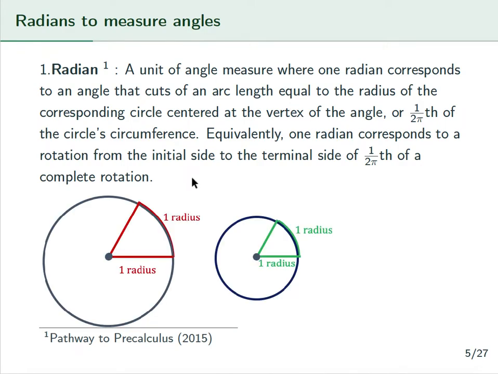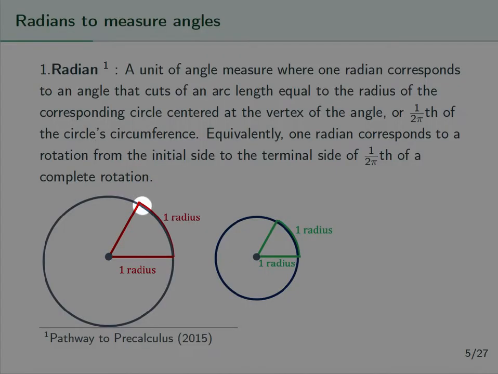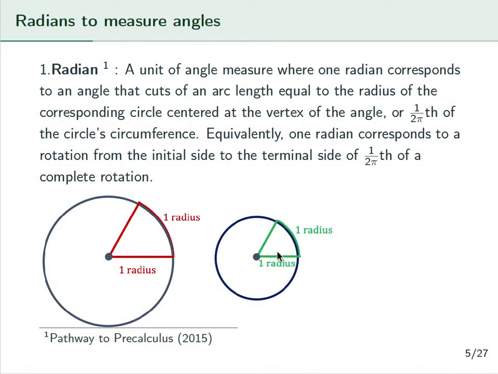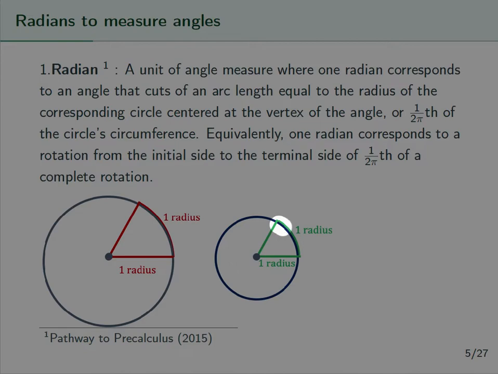So let's just look at this picture. So 1 radian means that the arc length created by this angle, if this arc length is the same as this radius length, then we have an angle measure of 1 radian. Okay. And as you can see, this smaller circle, again, this arc length right here, if this arc length is the same as the radius length, whatever the radius length is, then we have the angle measure of 1 radian. So that's the basic idea of radian.